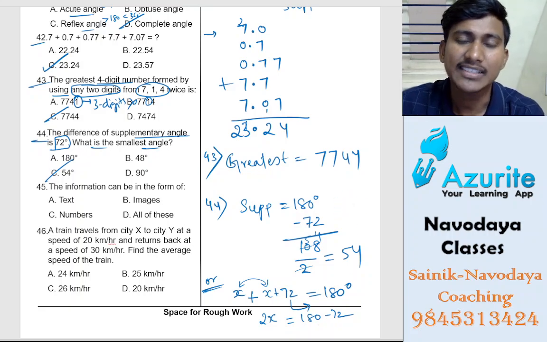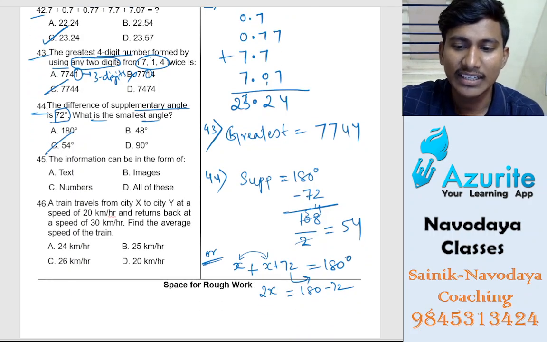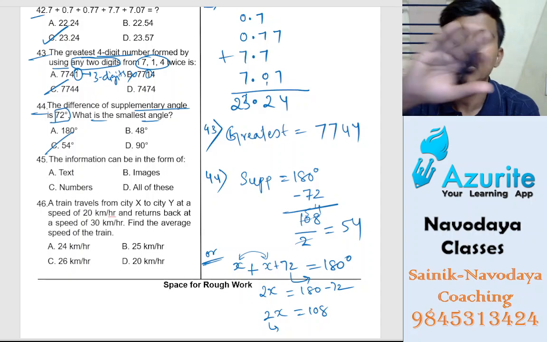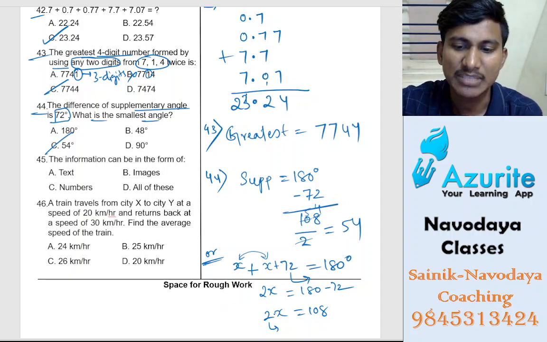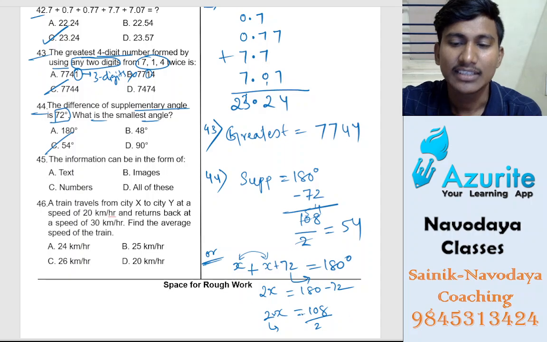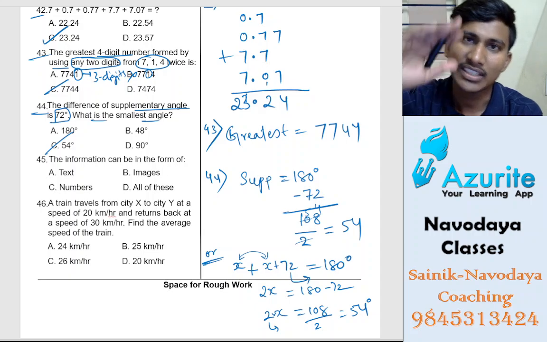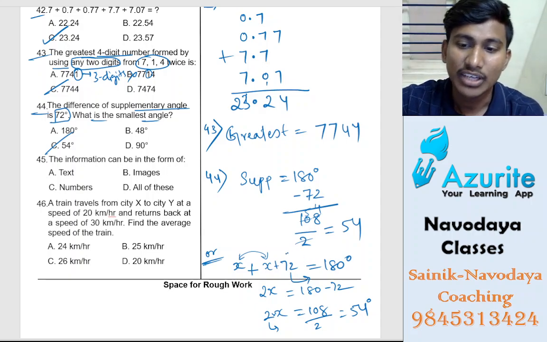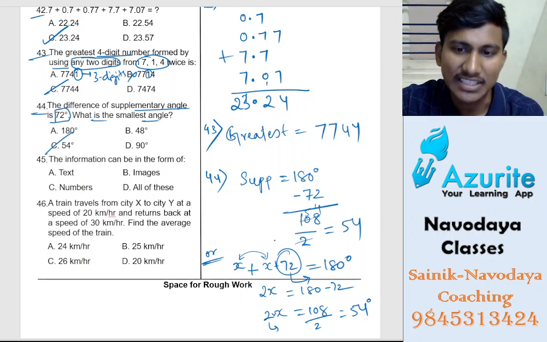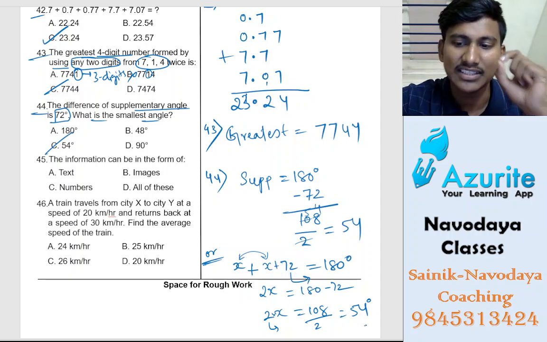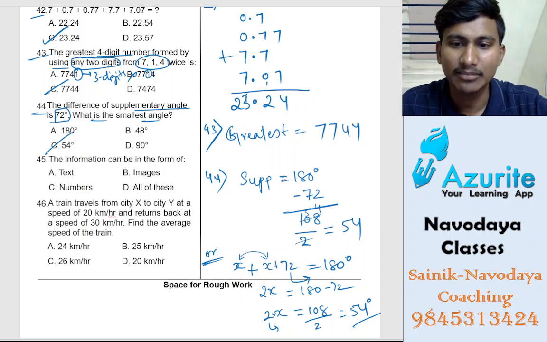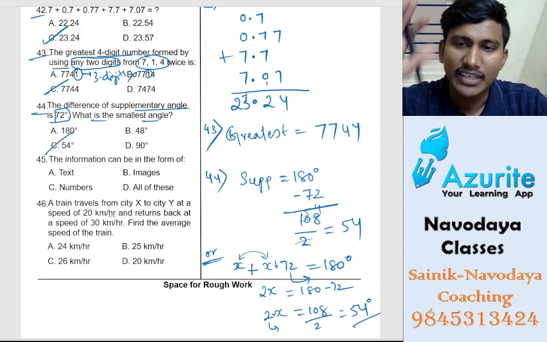So 180 minus 72 is 108, and 2x equals 108. If you take the 2 to that side it will divide. We know 2x means 2 into x. If you divide, you will get 54, the smaller angle. If they ask for the bigger one, we have to add this 72, the difference. Okay, understand, the smaller is 54. Got it? So see here, question 45.